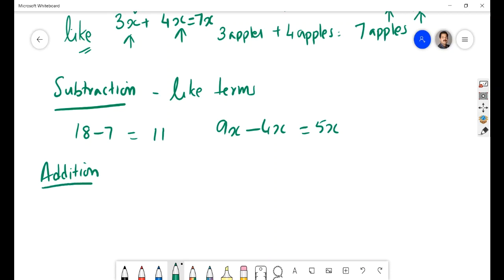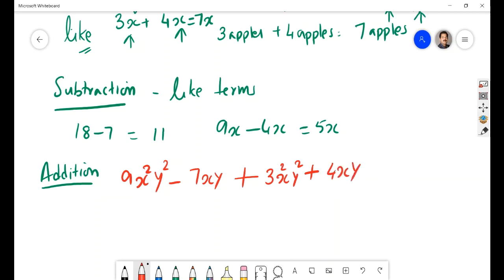Going back to addition, I'm taking this simultaneously because both are having the same principle. The example here is 9x square y square minus 7xy. This is an expression having a binomial nature. Two terms are there. One is 9x square y square and the other one is 7xy. We are going to add this with another expression, 3x square y square plus 4xy.